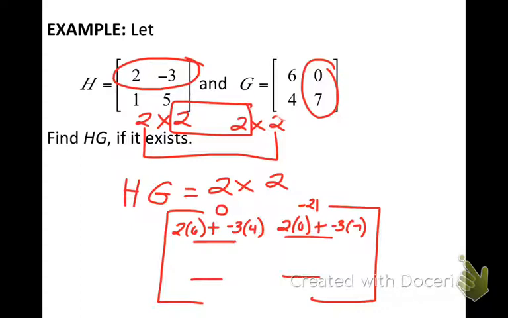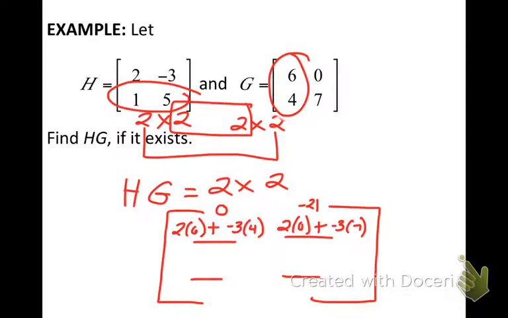Now I want element row 2, column 1. So that means I'm going to use row 2 of my first and combine it with column 1 of my second. So what's that going to look like? 1 times 6 plus 5 times 4, which, like Kyle said, is 26.